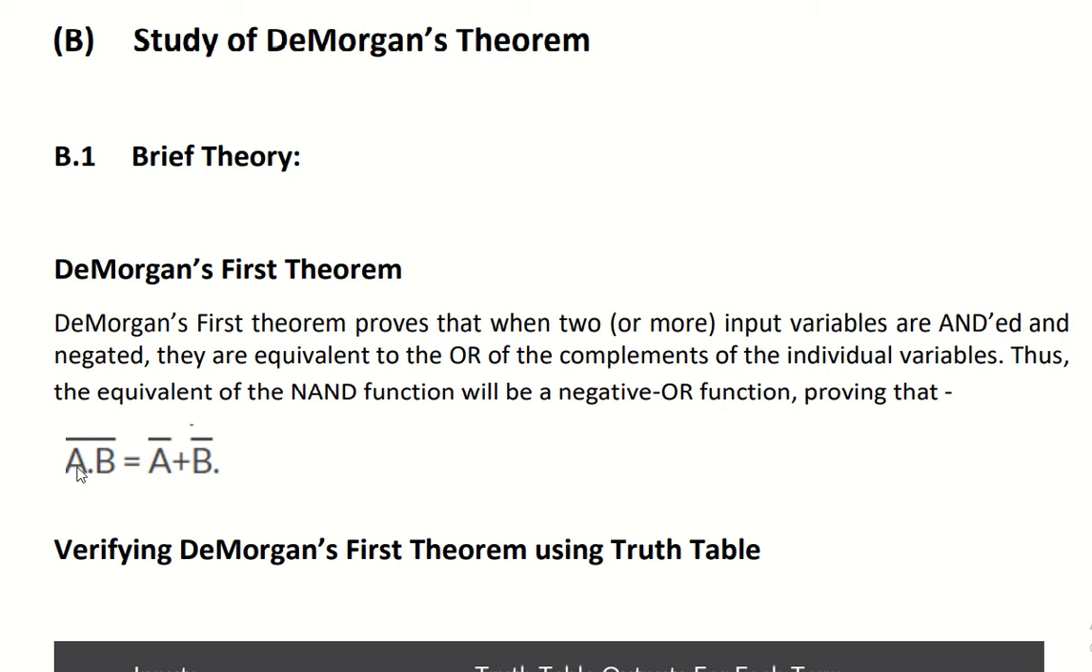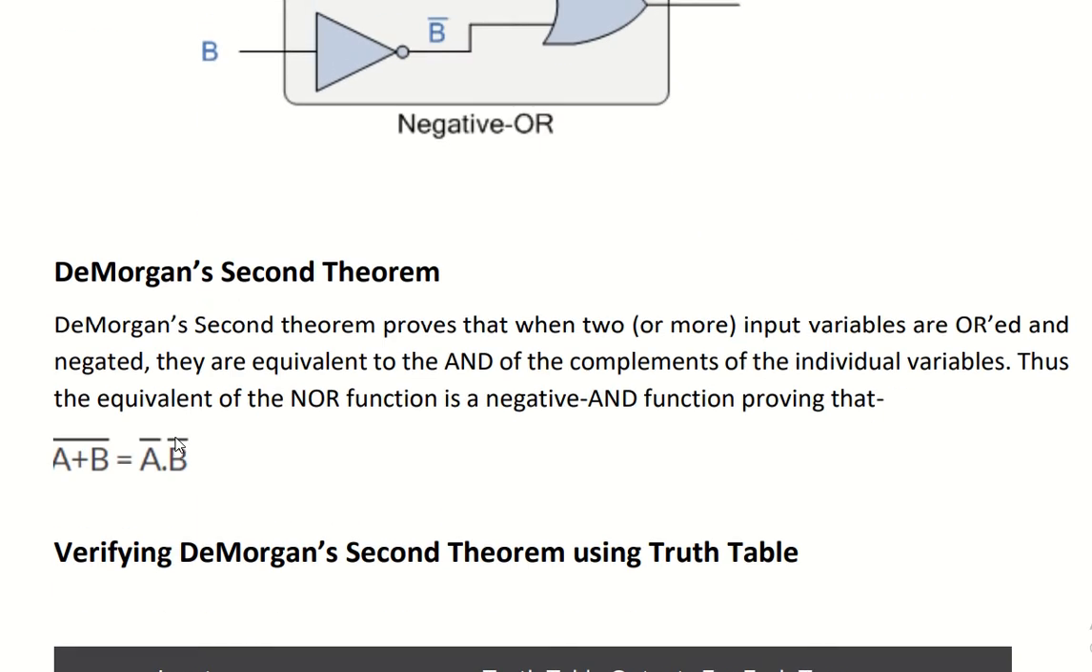So here you can see the two variables are A and B. Here the two variables are A and B again. Here we have performed the AND operation of the variables and we have taken the complement of that. And on the right hand side, we have taken the complement of A and the complement of B. We have taken the OR of them. These two will be equivalent. This is DeMorgan's first theorem.